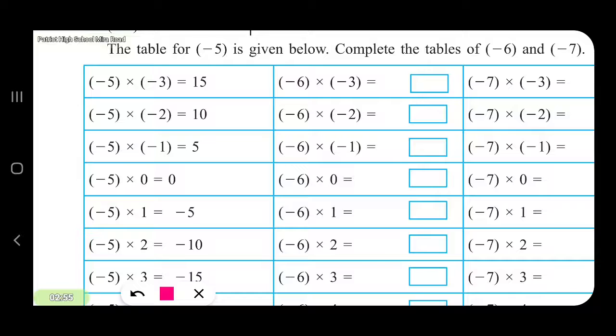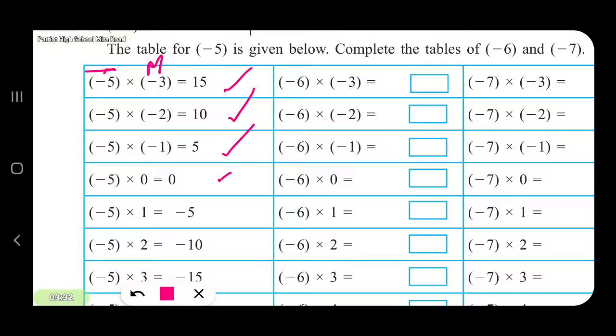The table of minus 5 is given below. So this is the table of minus 5, and these are the multipliers. Multiplier, it is minus 3. So 5 3s are 15. Both are negative, so we have a positive number. So it is minus 5 into minus 3, plus 15. Minus 5 into minus 2 is plus 10. Minus 5 into minus 1 is plus 5. Minus 5 into 0 is 0.